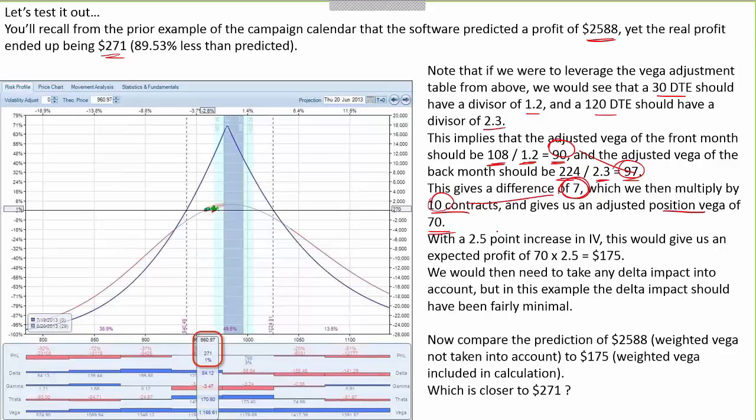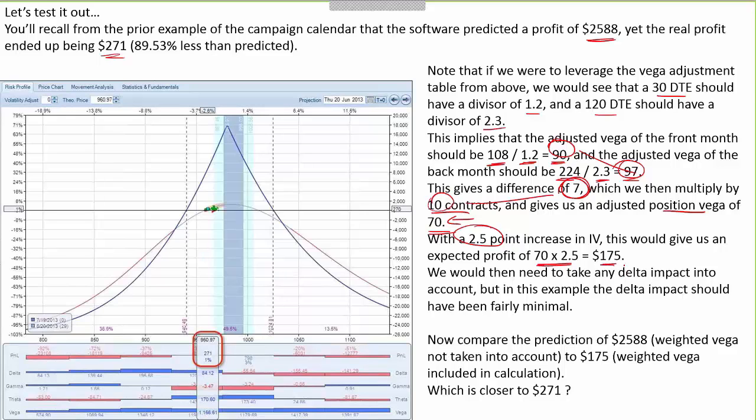Now, what did IV do? IV basically went up by 2.5 points. We have 70 positive Vega, and we're multiplying that by 2.5. That gives us an expected profit based just on Vega of $175.